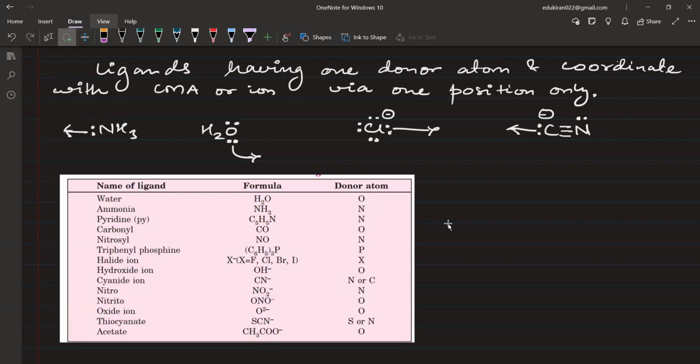By the way, I hope you all have understood what this means. It can either be nitrogen or carbon. Here it can either be sulfur or nitrogen.